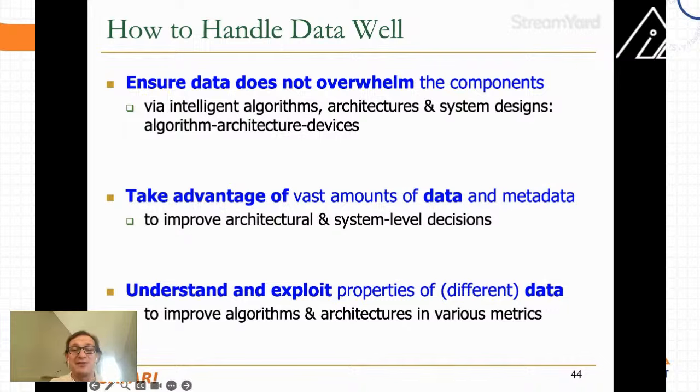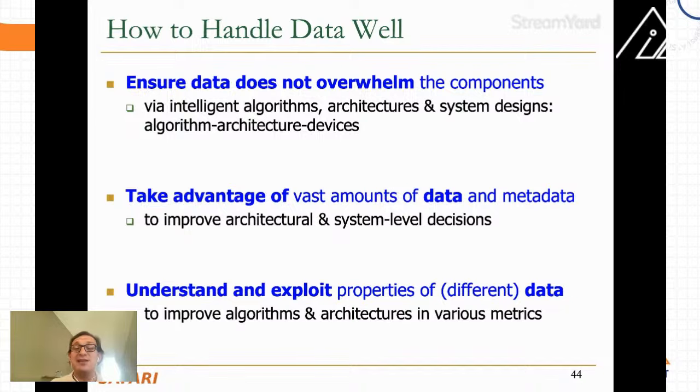Okay, the third part over here is if you want to handle data well, we should really understand and exploit properties of different data so that we can improve our systems over time again and improve our algorithms and architectures. Data has a lot of characteristics. It has locality characteristics, performance characteristics. It has compressibility characteristics, privacy characteristics, security characteristics, approximability characteristics, fault-tolerant characteristics. So there are lots of characteristics, essentially.